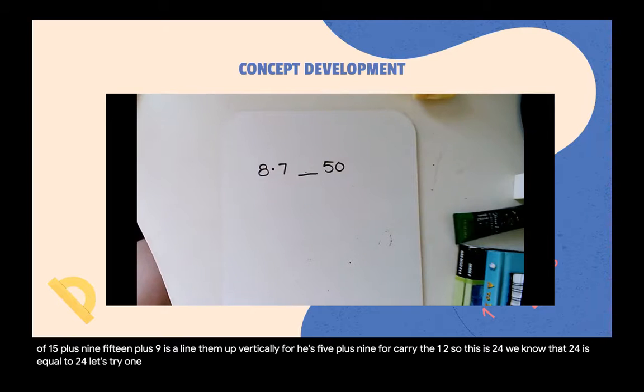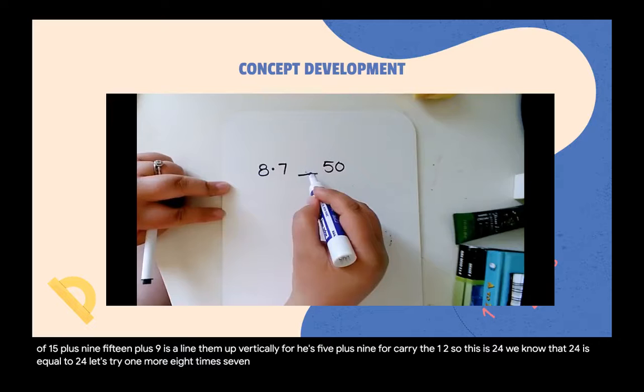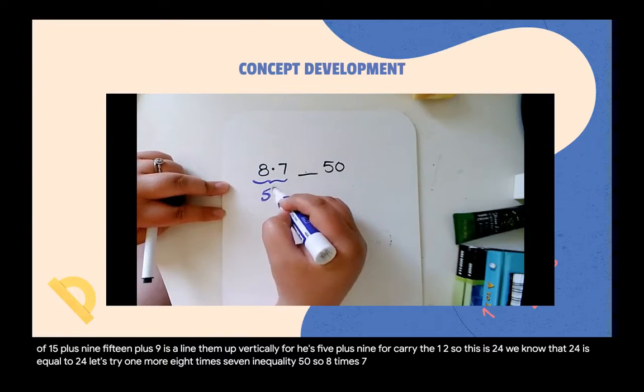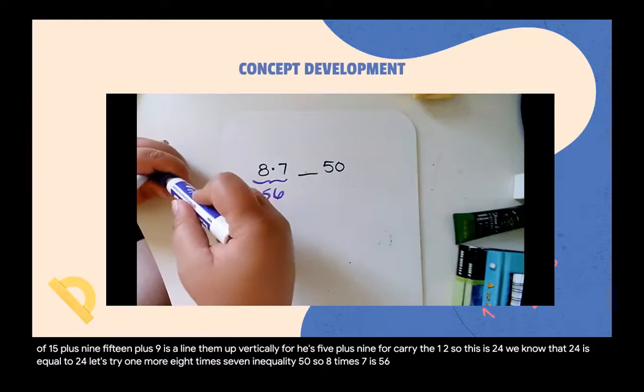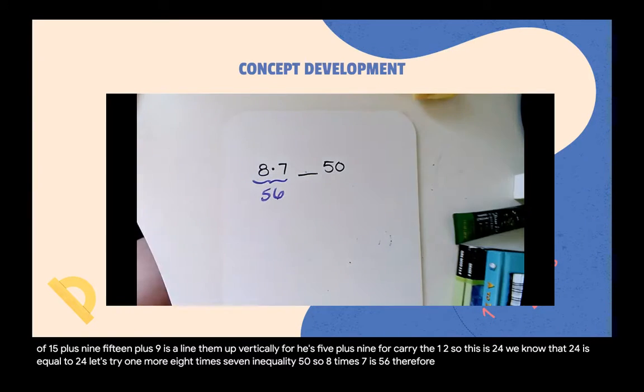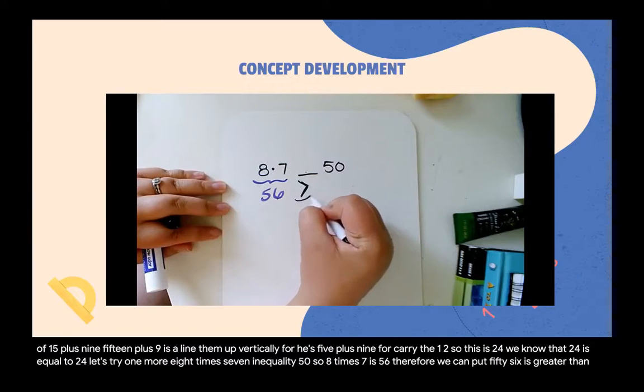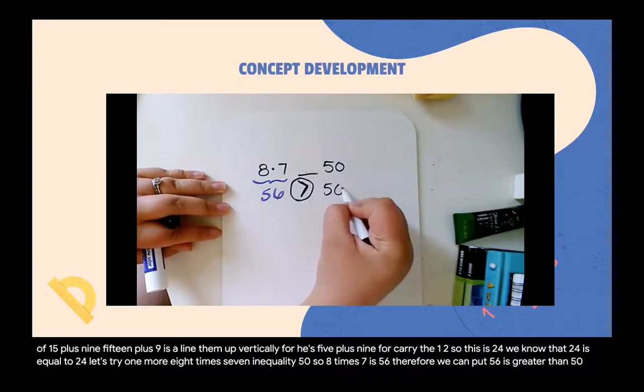Let's try one more. 8 times 7, inequality, 50. So 8 times 7, 56. Therefore, we can put 56 is greater than 50.